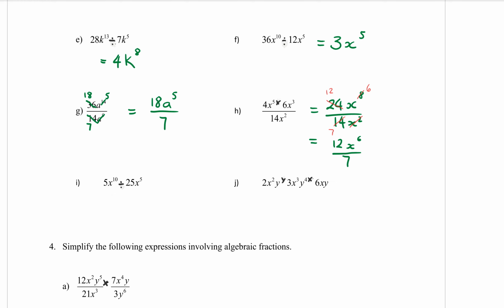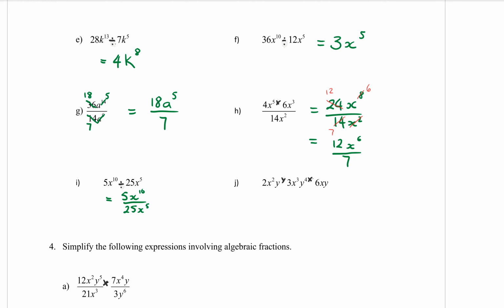5x to the 10 divided by 25x to the power of 5. Now, 5 divided by 25 does not go. 25 divided by 5 would go, but the way that is written, we're dividing by the bigger number. If you get a question like that where they don't divide nicely, turn it into a fraction, like the other ones. So you rewrite that to be 5x to the power of 10 over 25x to the power of 5. If you don't do that, most likely you're going to write down a decimal number because it's not going to divide out nicely. Okay, so write it as a fraction first.